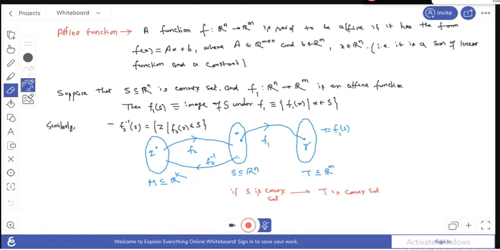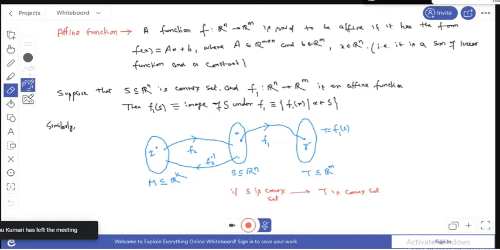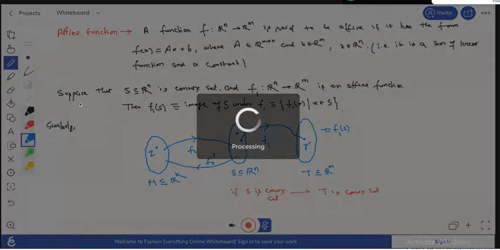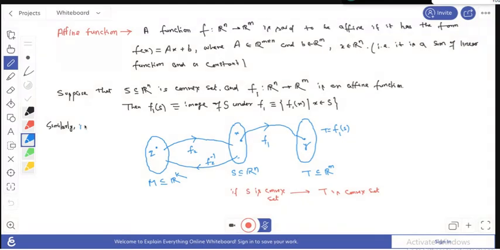So similarly, if we define what is F2, directly, without writing this image, define what is F2 here. Okay, so if your F2, similarly, this F2 is a mapping from R^k to R^n, and this F2 is an affine function.